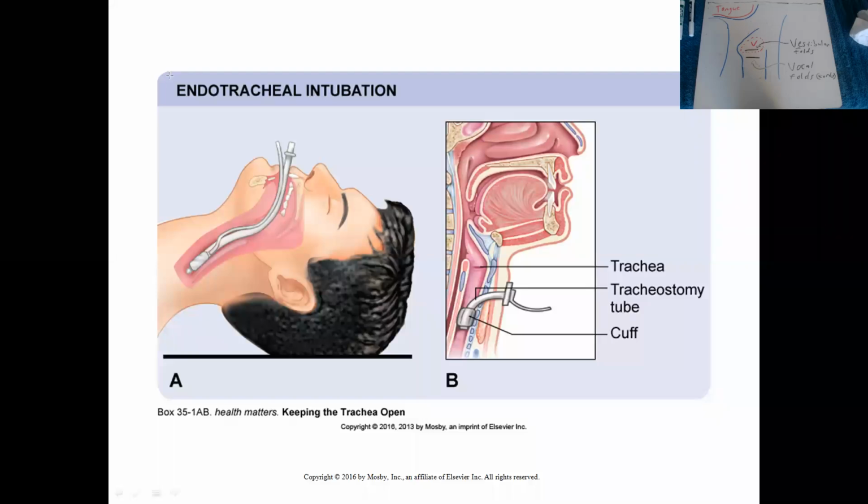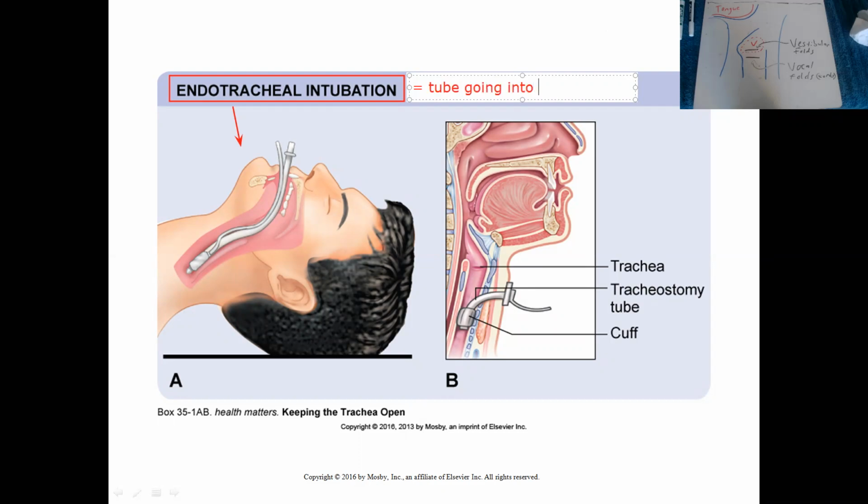One is endotracheal intubation, shown on the left. This is a tube, hence intubation, going into the mouth and then into the trachea to keep it open. That's one.